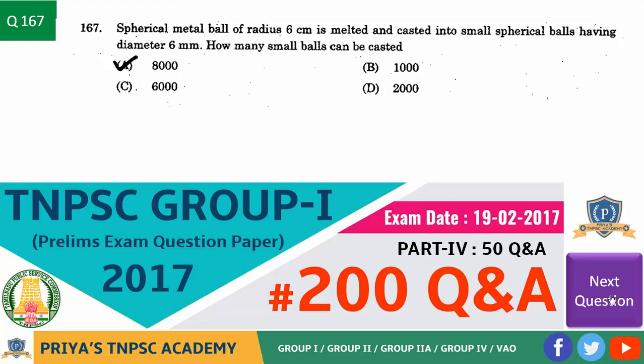Next question. Spherical metal ball of radius 6 cm is melted and casted into small spherical balls having diameter 6 mm. How many small balls can be casted? Answer is option A, 8,000.